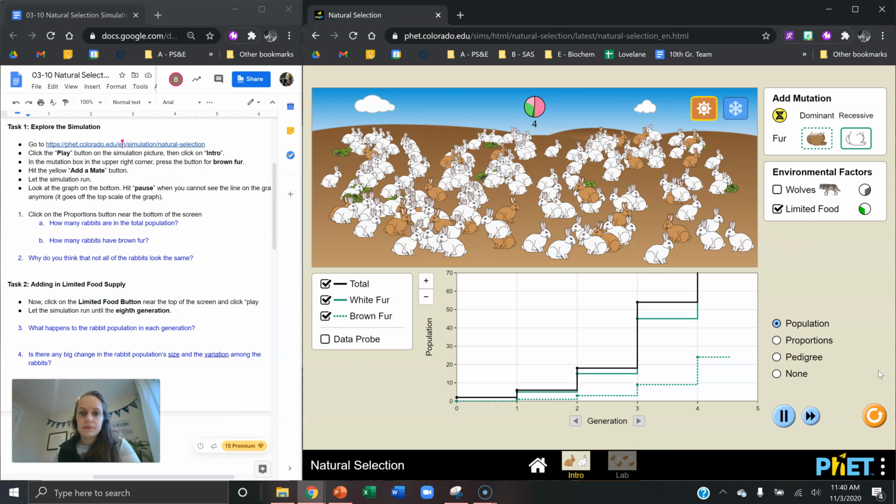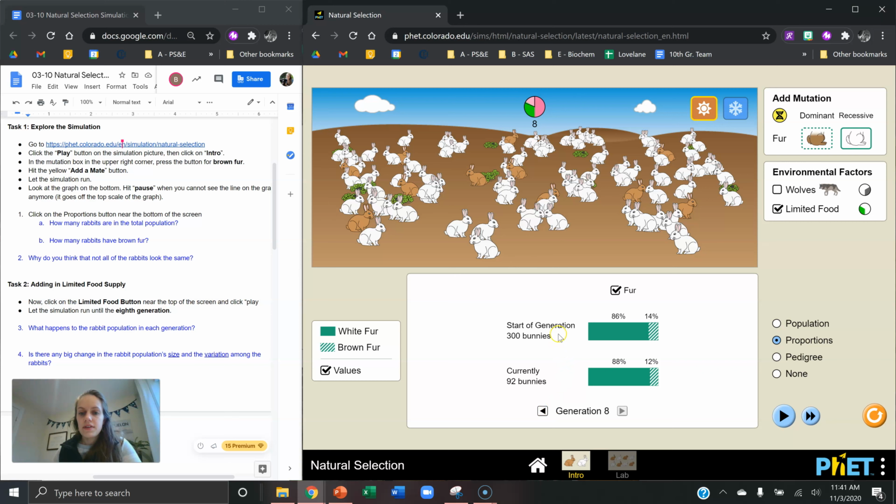Okay, so now we're into our 8th generation, so I'll pause, and then I'll go back to proportion so that you can see one thing that's interesting is the number at the start and the number sort of at the end. And then I'll click through these so you can see the start and the end and the proportions of white versus brown fur. And reminder that generations 1 through 4 were before we had added in that limited food.